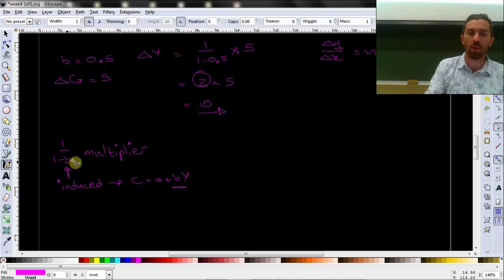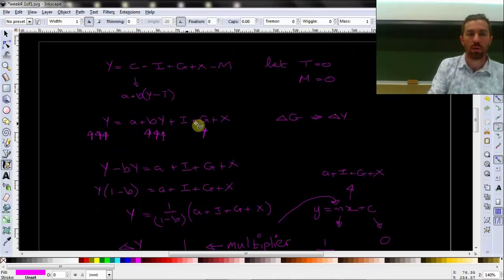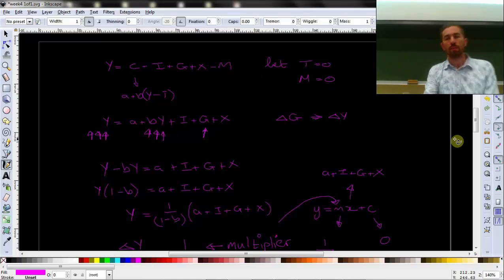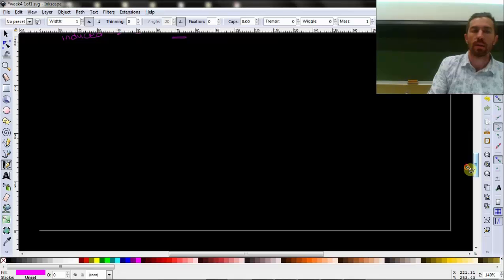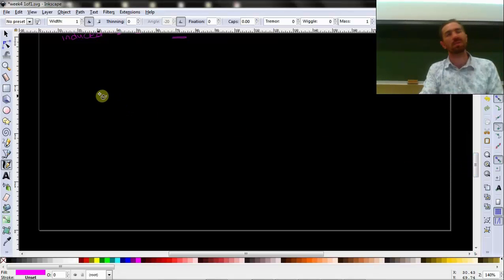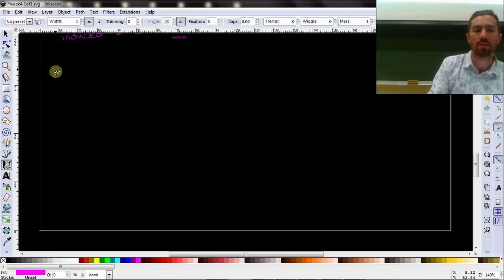B is the only induced parameter in our equation, right, where we had taxes 0 and m being 0. Let's make this equation more complicated, and we'll see how that changes our multiplier. Even though our multiplier changes, the intuition behind what we're doing remains the same.